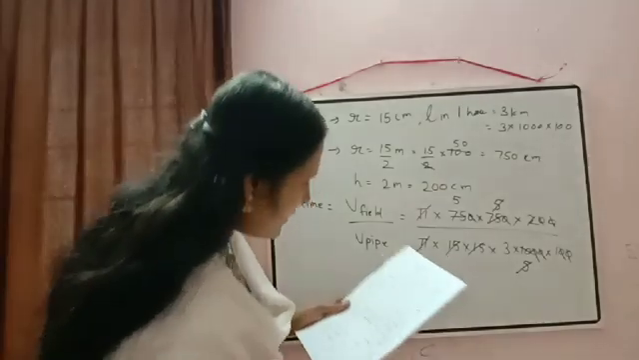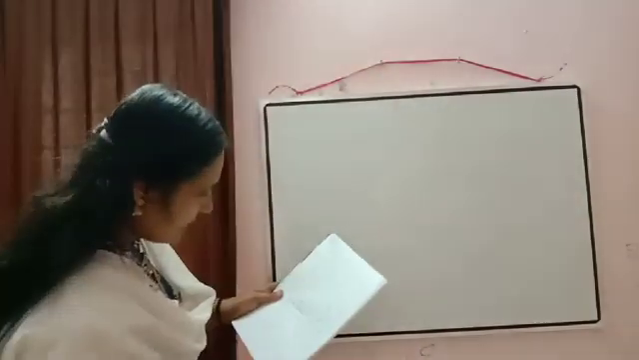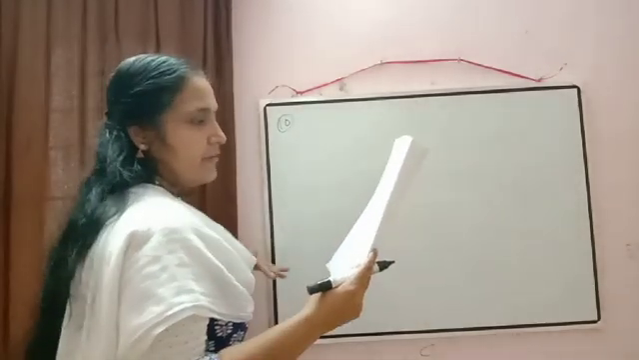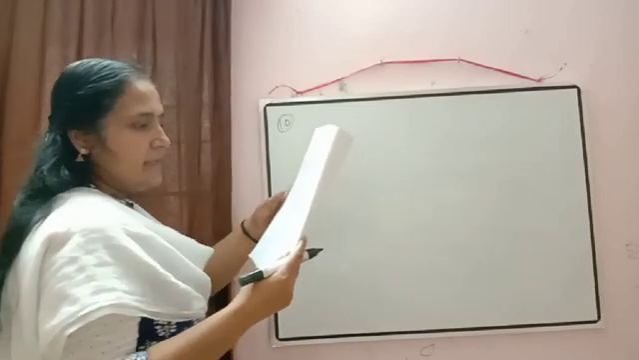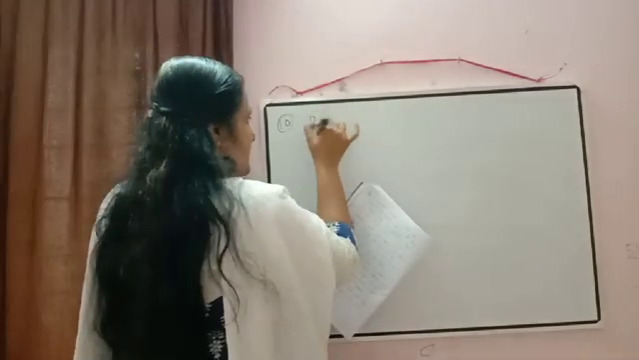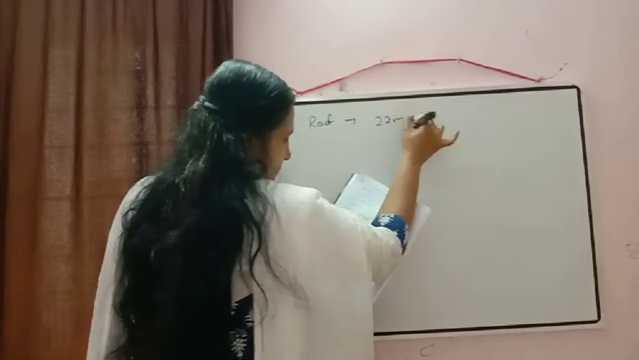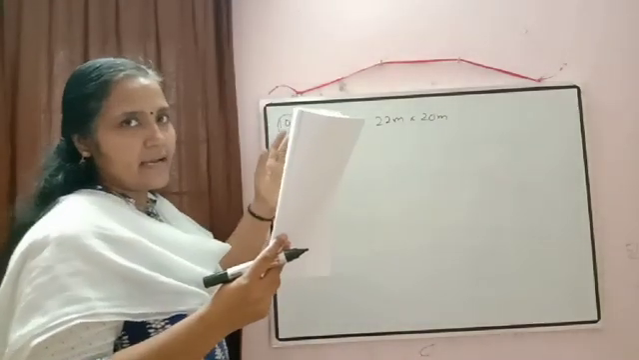Okay, now we'll do the next question. Next, question number 10. In question number 10, it is written: the rainwater from a roof of dimensions 22 meter and 20 meter. So just to check here, a roof whose dimensions are given, 22 meter into 20 meter, drains into a cylindrical vessel.